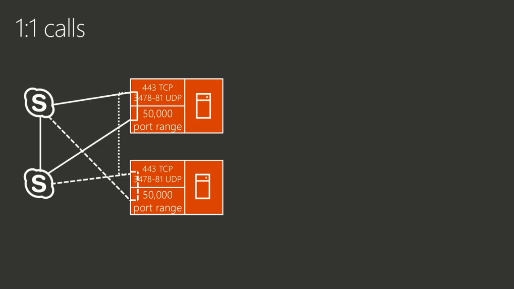50K port range open. If you have the 50K port range open, I can establish calls where I have only one relay. If I close the 50K port range, which we recently said is not required anymore, you have two relays in the media path.